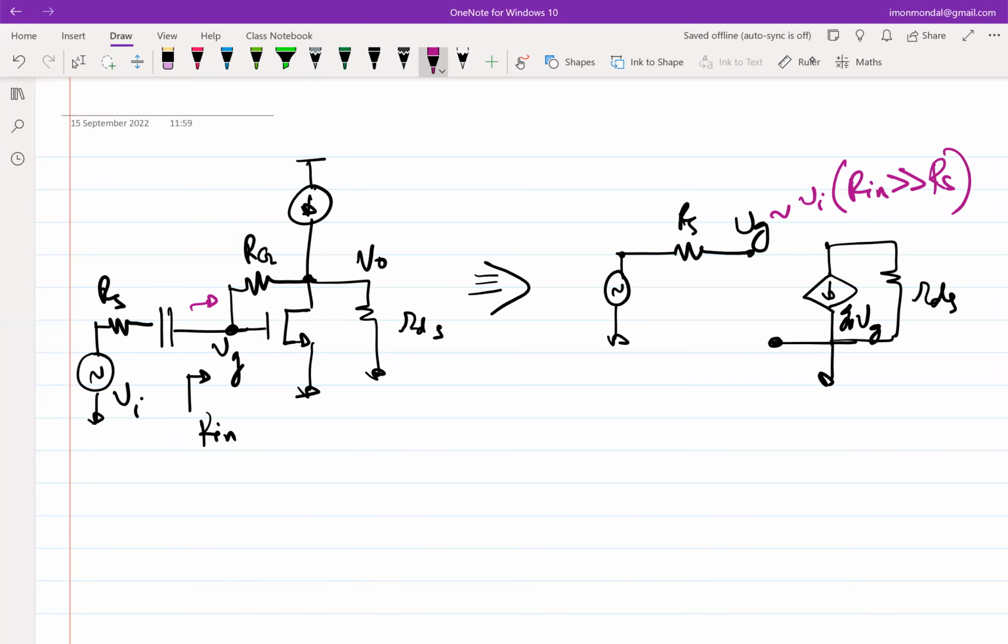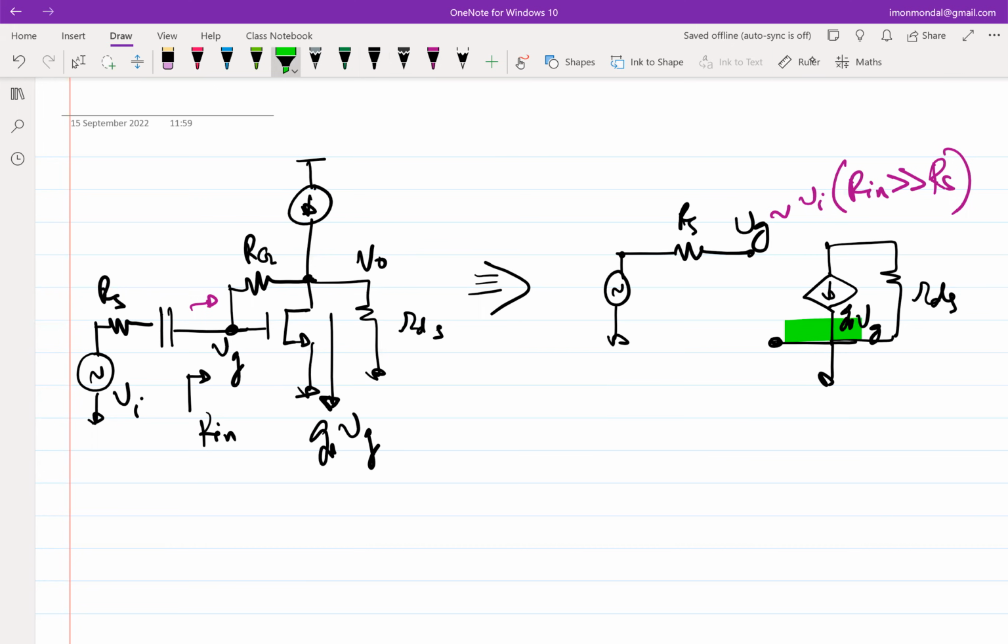Okay, so then we concluded that if that is the case, if the entire Vin appears at Vg, then naturally the current that will come through the transistor will be Gm times Vg. Which checks out, which is exactly what we want here.